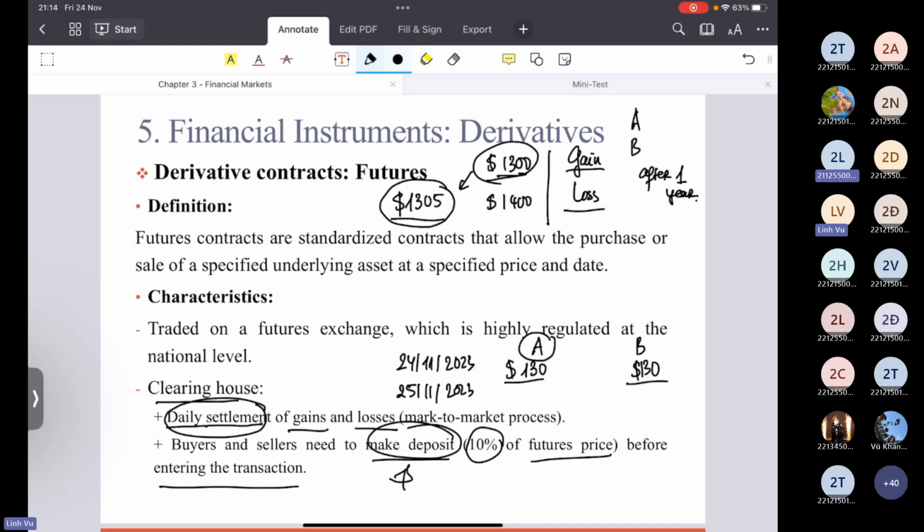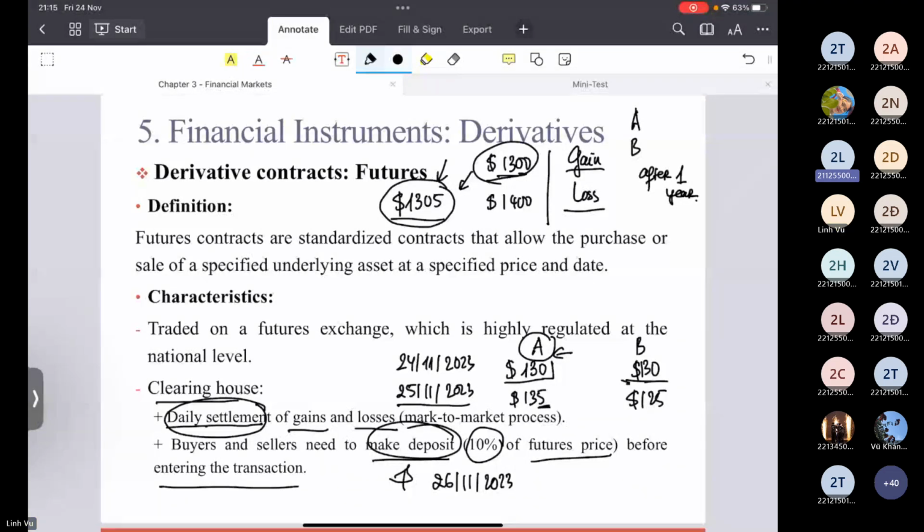So obviously, if the price of the underlying asset increases, then the buyer of the underlying asset will benefit. And here, on the 25th of November, the exchange will record a profit to party A. So the account of party A will be $135, and this $5 is taken from the account of party B. So now the account of party B is only $125.